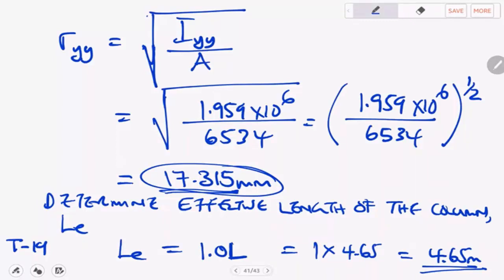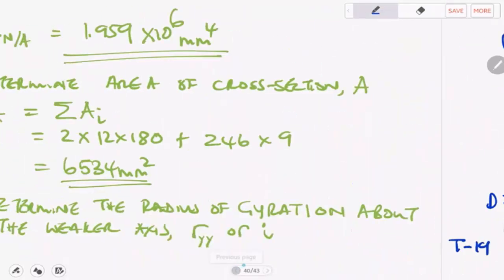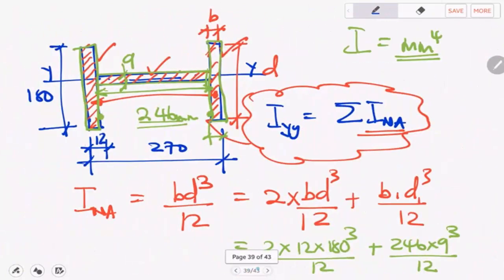Because I'm looking at the dimensions of a standard I section here, which is a 203 by 133. If you compare the dimensions of a 203 by 133, its dimensions are smaller than what we have here, and the second moment and the radius of gyration of that standard section about IYY is 31.